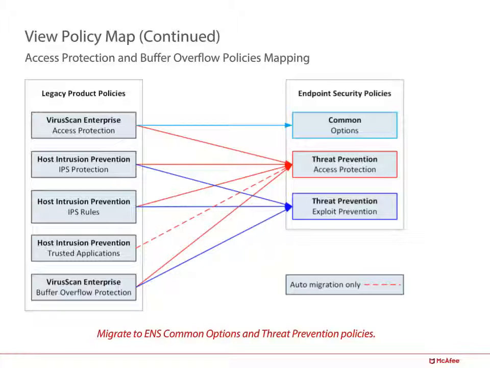The IPS rules, same thing. It maps over to both the access protection and exploit prevention. The trusted applications, you'll have where it maps over to the access protection. And then the buffer overflow protection of VirusScan maps over to the exploit prevention. And notice the dash is for the auto migration only.